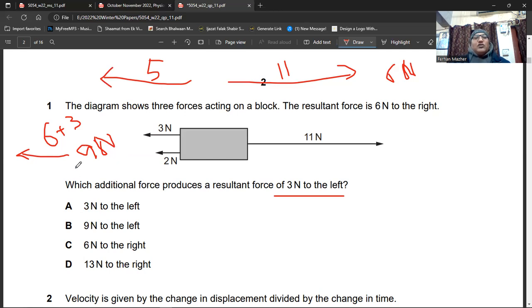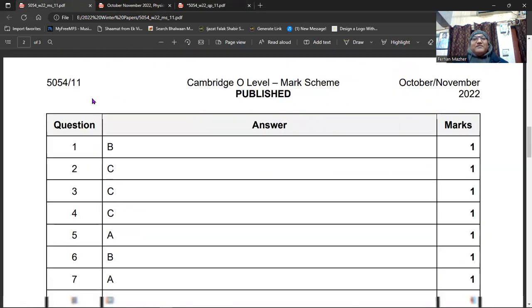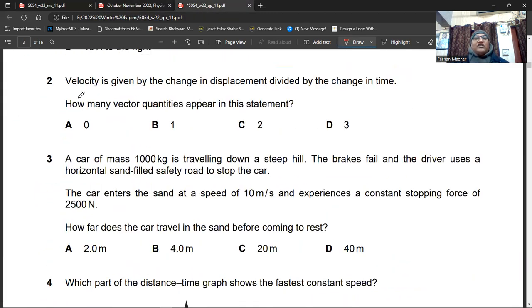Okay, so this 9 and 3... sorry, this is 9, and 9 plus 3 is 12, 12 plus 2 is 14, 14 minus 11 will be 3. So the resultant force will be 3 Newton to the left. So you need to apply this force. So I think B is the right choice. So let's check. This is the marking scheme for the paper 1-1. B is the right choice, sir. Okay, so we're going to the next question.